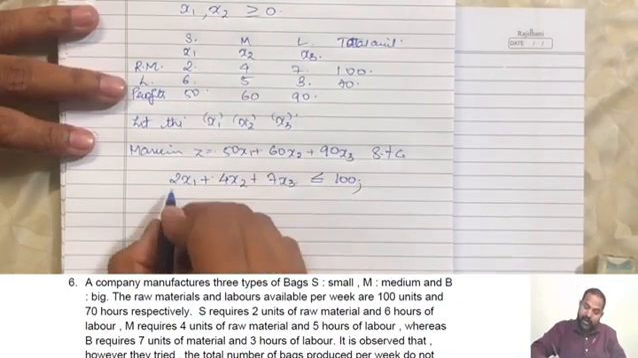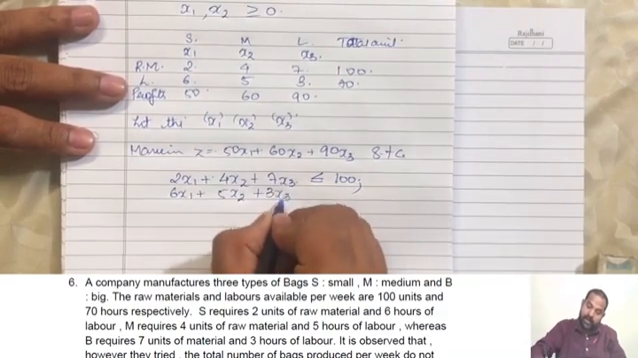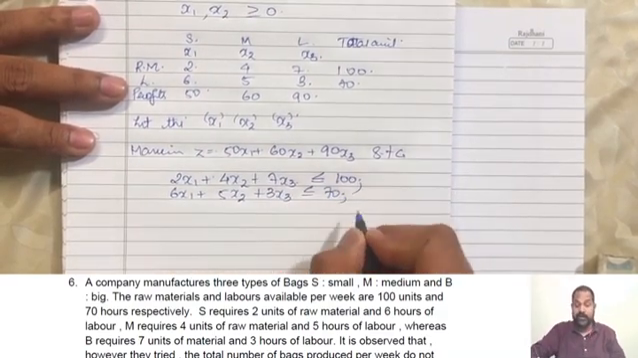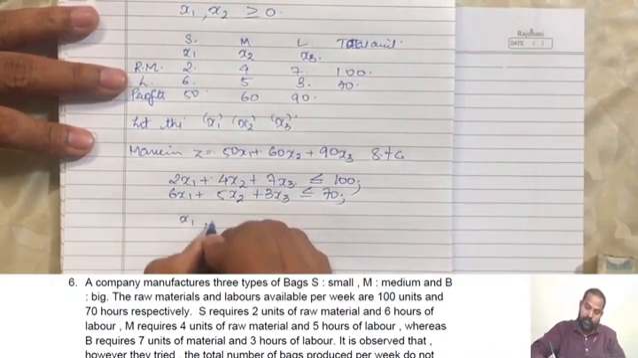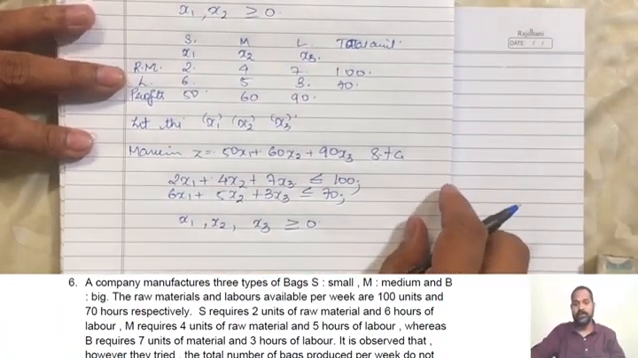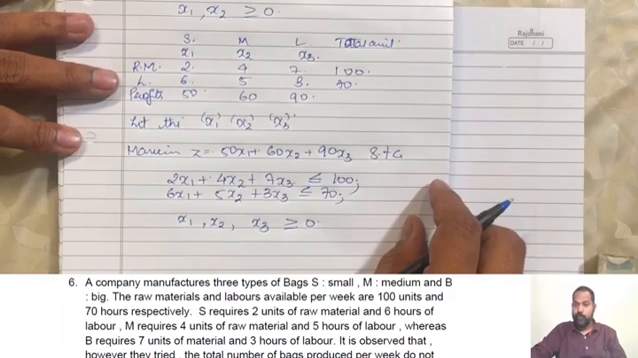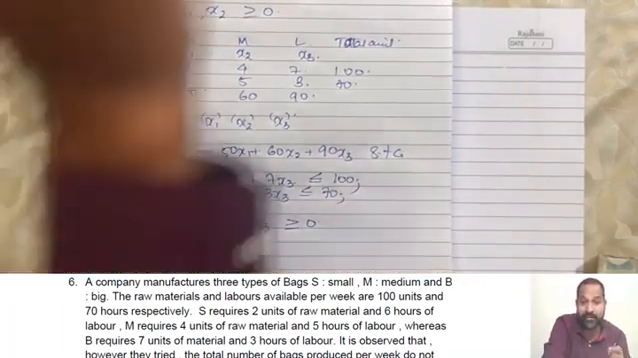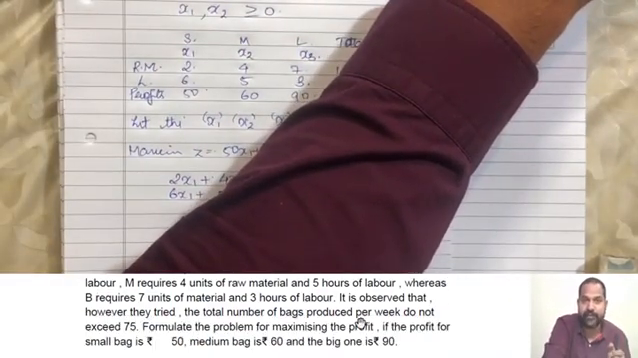What is the labor availability constraint? 6x1 plus 5x2 plus 3x3 is less than or equal to 70. This is the labor availability constraint, where x1, x2, x3 are always greater than or equal to 0. Done. That's your answer. No, that's not. You are missing out on something. You are missing out on a very important line, and the line is right here.